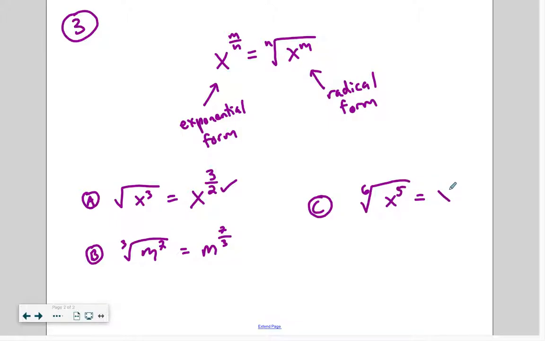It is x to the 5/6. Cool. All right, that's number 3. Now moving on to number 4, which is probably the longest and most arduous of these. So let's hop to it.